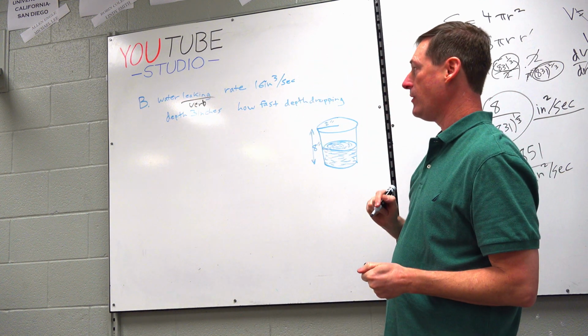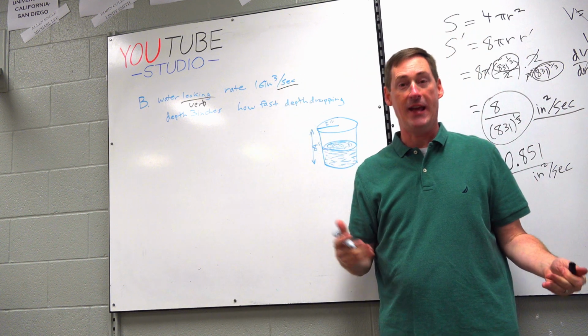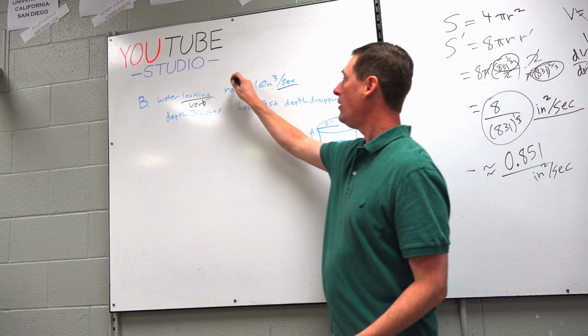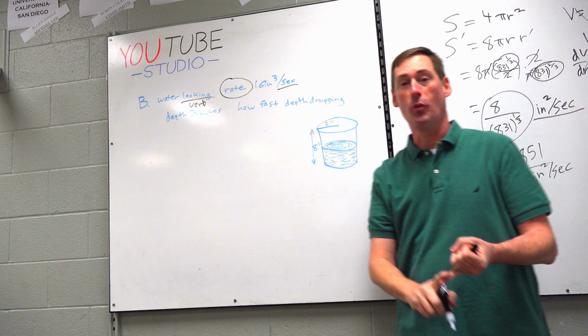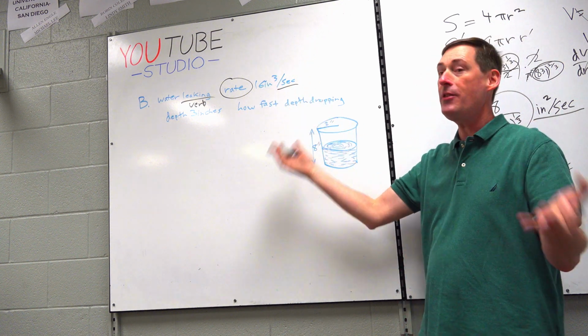Derivative. The verb is always derivative. If you didn't notice that, the "per second" is kind of a dead giveaway. It's a derivative, but it's a special kind of derivative called a rate. It says the word rate in there, and there's also a "per time." So that's another dead giveaway.